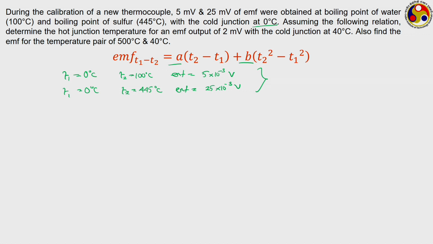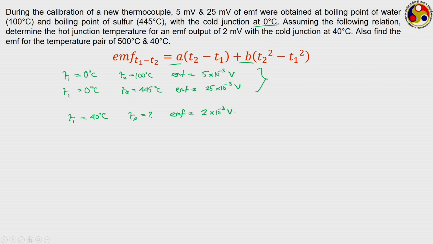Now, using this relation, we have to calculate the hot junction temperature for an EMF output of 2 millivolt with a cold junction at 40 degree Celsius. Means the second situation we have, or third situation I should say, T1 is given as 40 degree Celsius, T2 is unknown, the one that we have to find, and the EMF is mentioned to be 2 into 10 to the power minus 3 volt.